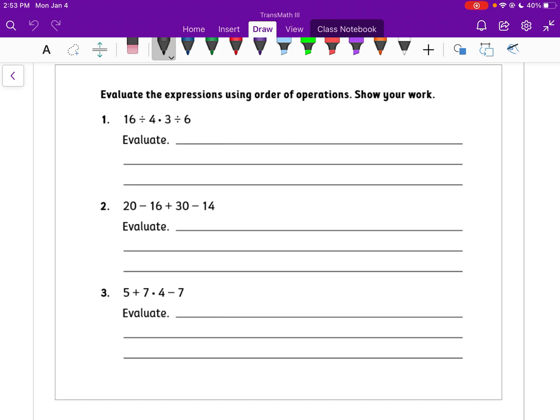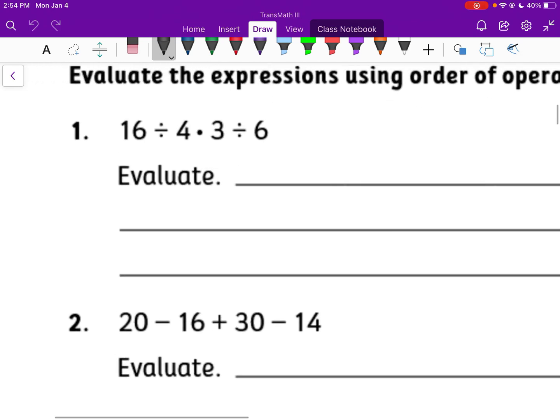All right, so in skills maintenance today, evaluating the expressions using your order of operations. Remember PEMDAS: parentheses, exponents, multiplying, dividing, adding, subtracting, where multiplying and dividing are grouped together, as well as adding and subtracting. Working from left to right, in our case right here, you look for multiplying and dividing. When I say 16 divided by 4, I need to do that right away because we have to work with multiplication and division first, from left to right.